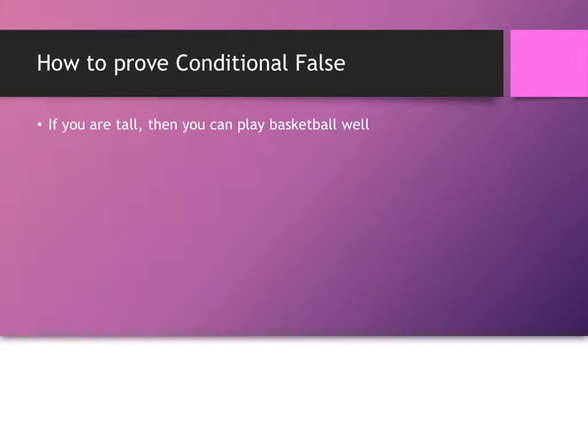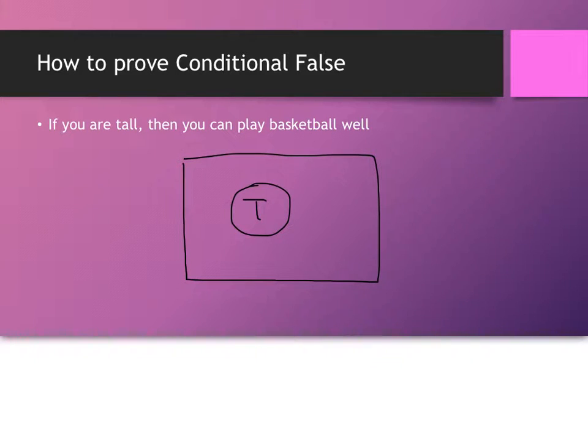Well, it's pretty clear that you just need to find one person who happens to be tall and does not play basketball very well. All right? So think about this. If you are tall, then you can play basketball well. So tall is in here, then you can play basketball well. What we're saying is essentially all these tall people in here can play basketball well.